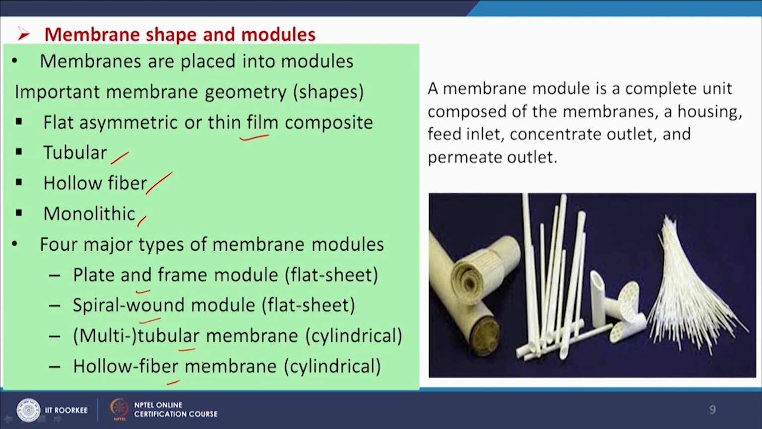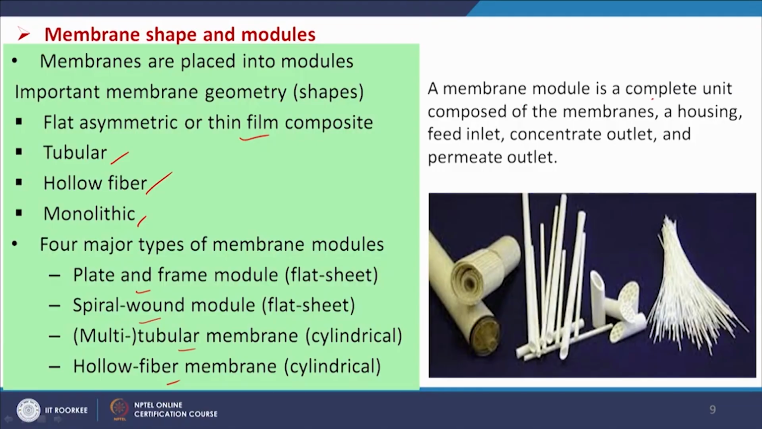Now, what is a module? The membrane is what is used for the separation of the pollutants, and it is a very thin layer of some organic or inorganic material. The module is a complete unit composed of the membranes, a housing, feed inlet, concentrate outlet and permeate outlet. So, this is a complete module, and the membrane is an important part of it.